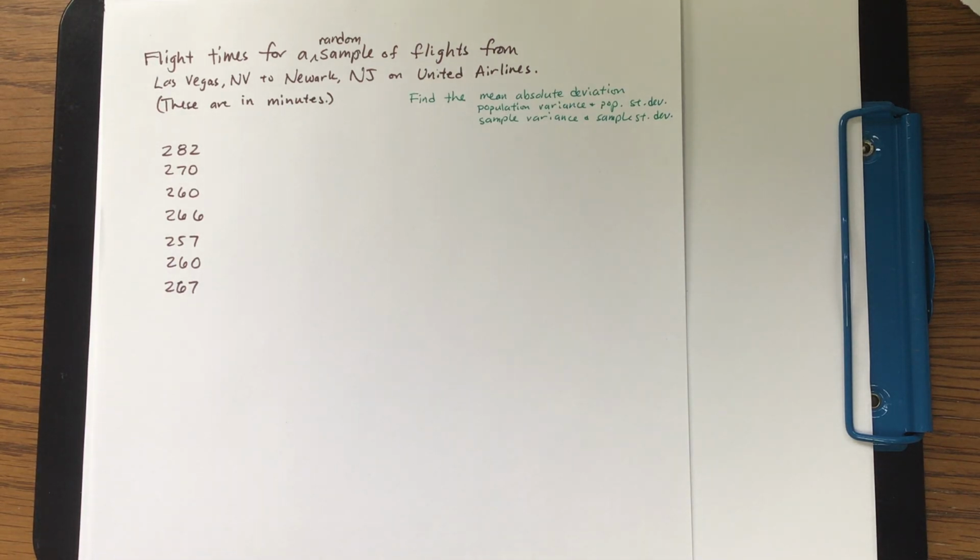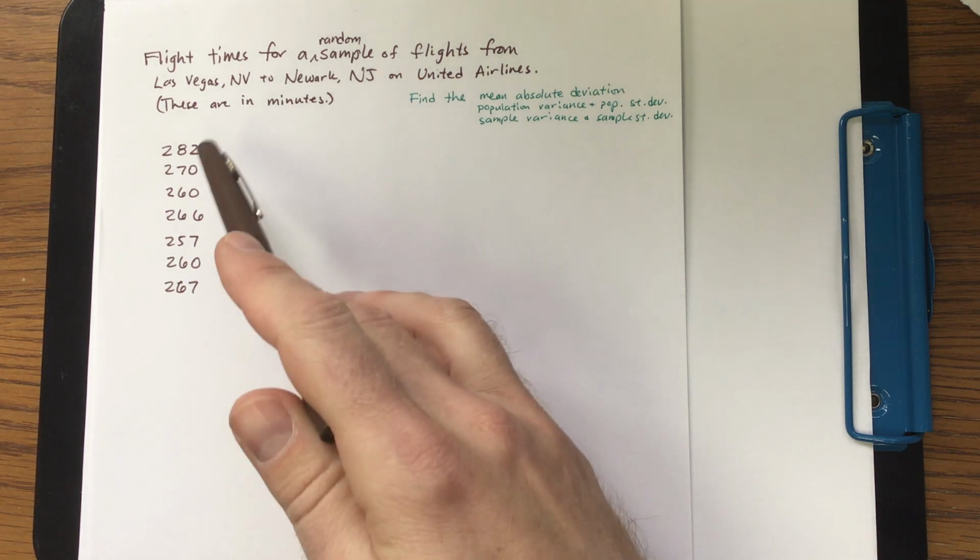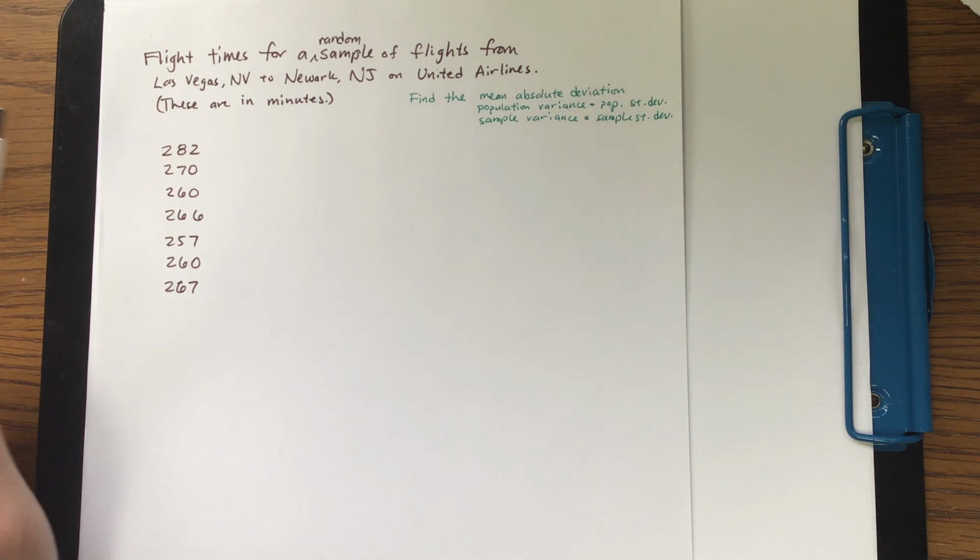Let's take a look at an example on finding several different measures of variation. Here's some data that we've got: the flight times for a random sample of flights from Las Vegas, Nevada to Newark, New Jersey on United Airlines. And these numbers, 282, 270, all the way down to 267, are given in minutes. So this flight typically lasts, it looks like, a little over 4 hours.